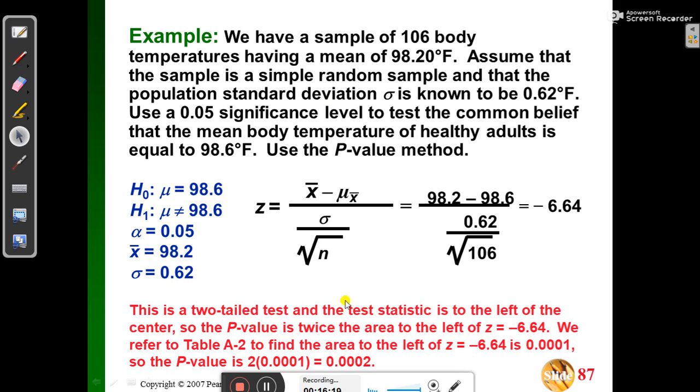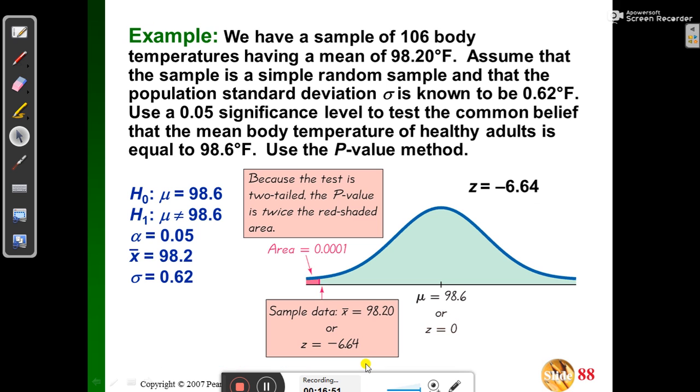This is a two-tail test, and the test statistic is to the left of the center. The test statistic is left of the center because this is negative, and so the p-value is twice the area to the left of z equals minus 6.64. We refer to table A2 to find the area to the left of z equals minus 6.64, which is 0.001, and as this is a two-tail test, we need to multiply this by 2, then the p-value becomes 0.002.